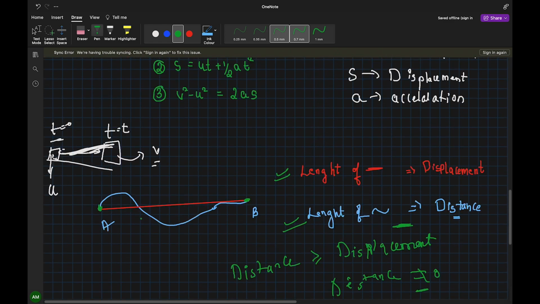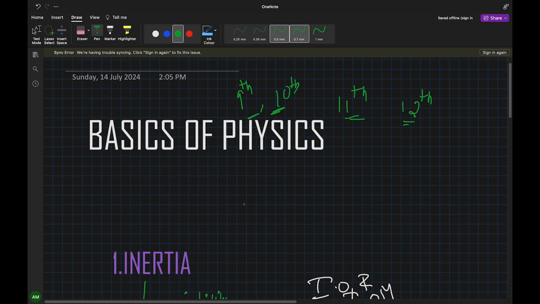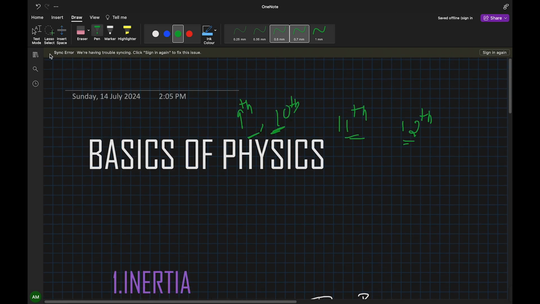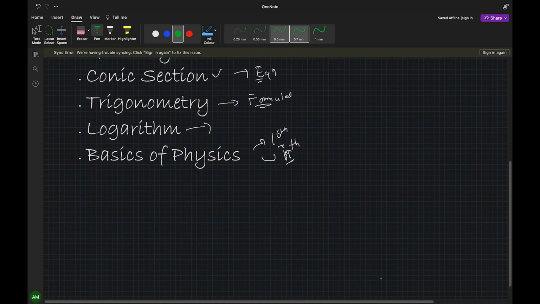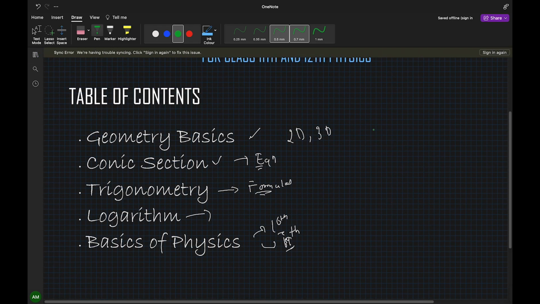So that's it about basics of physics. Now about the practice sheet, what will be included. I will include questions from all the 5 topics, and it will be majorly from trigonometry and logarithm, and the difficulty level will be moderate. If you solve that practice sheet, I feel you will become good at trigonometry, logarithm, all those things.